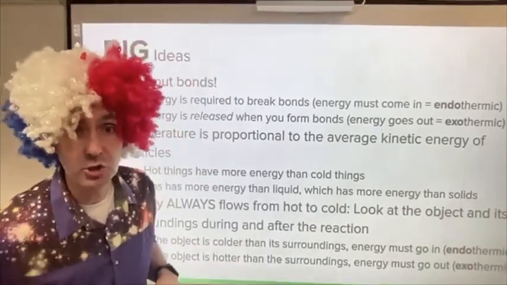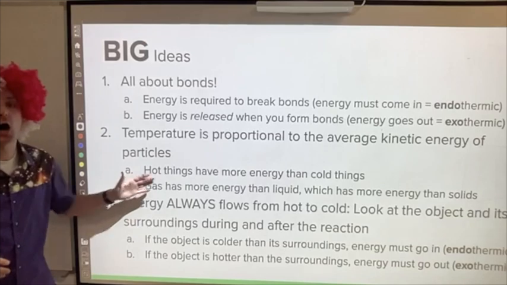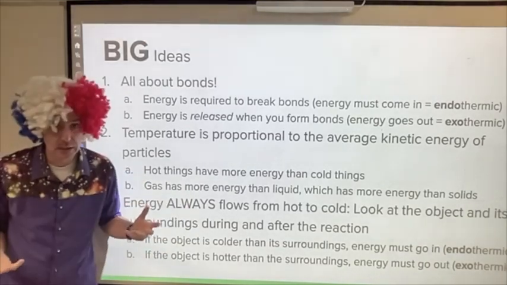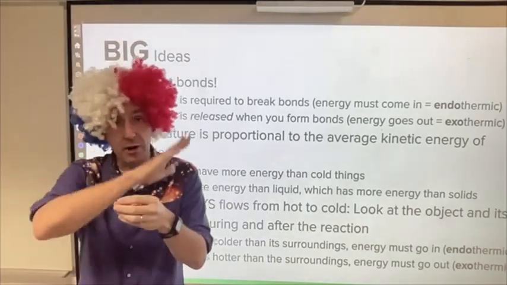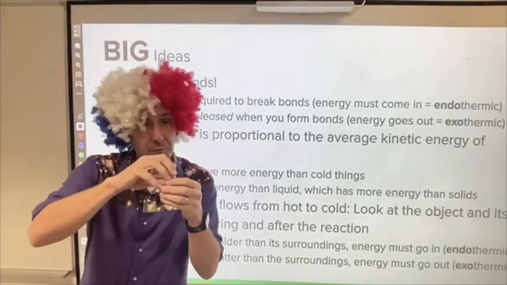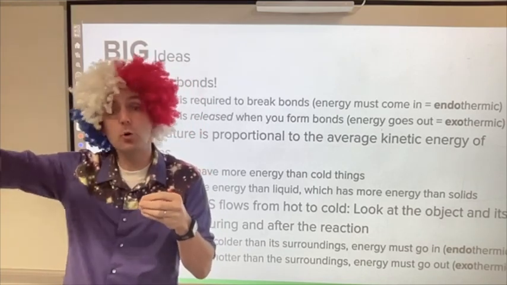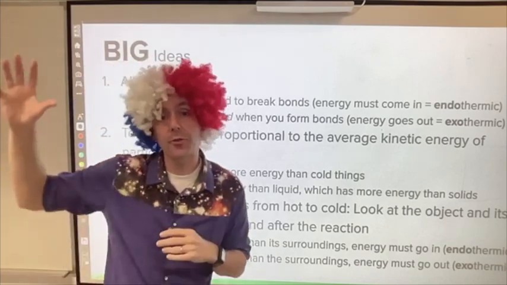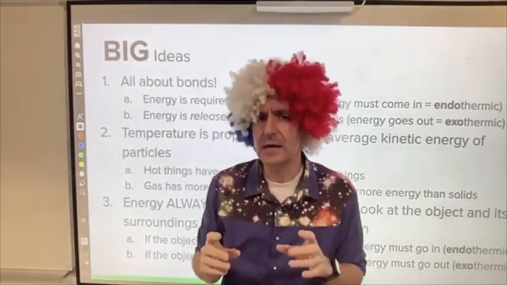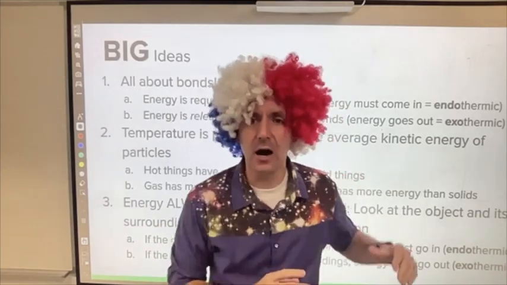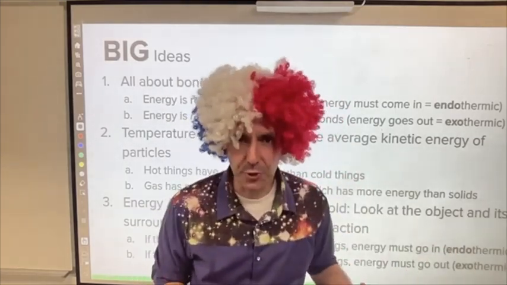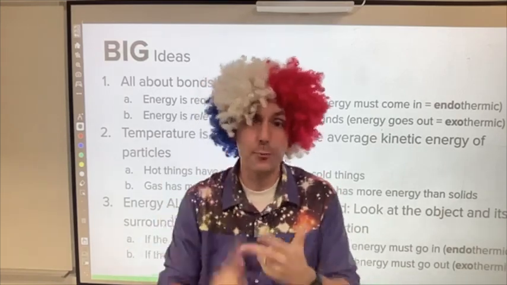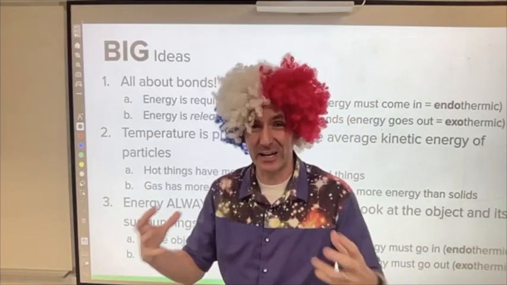The opposite is also true. If your object is hotter than its surroundings, then energy must go out. If you have something that's very, very hot and the surroundings are cool, then the energy will go from that to the cool. The cool will warm up, all right? The heat always goes from hot to cold. So all three of these are very closely connected, but they all lead us to this idea of endothermic and exothermic. In which situations does it have more kinetic energy? In which situations do we need to break bonds, right? Those are all interconnected, all right?